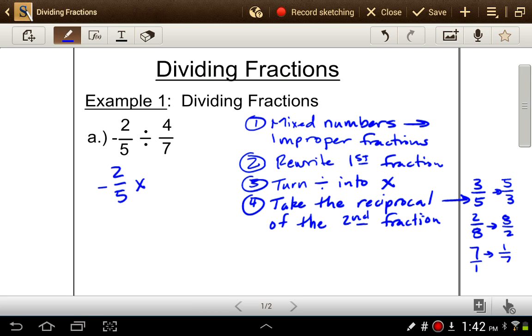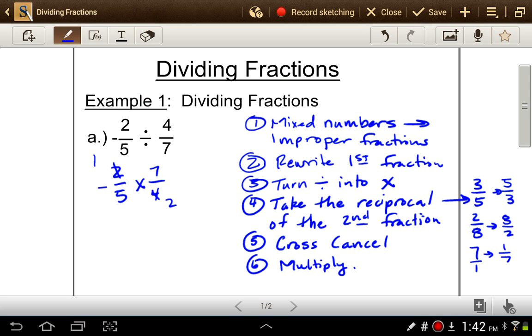So I'm going to take the reciprocal of my second fraction. I flip them. So that means the 7 is going to become my new numerator, and the 4 is going to become my new denominator. Step 5, you're going to look to cross-cancel, if you can. In this case, I can. So the 2 is going to become a 1, and the 4 is going to become a 2. And then final step is you are going to multiply.